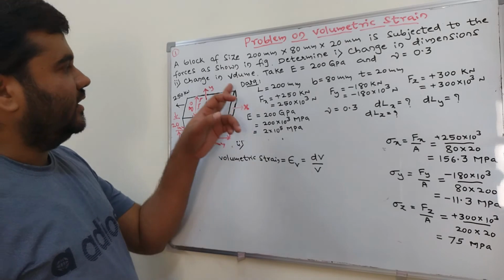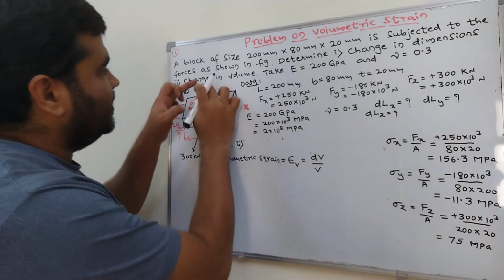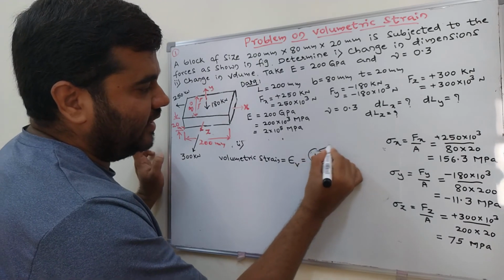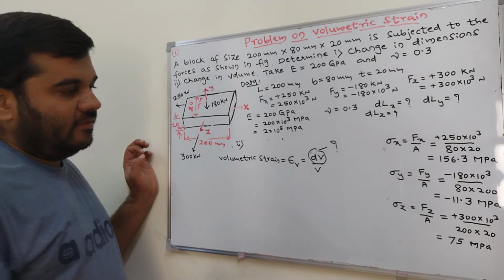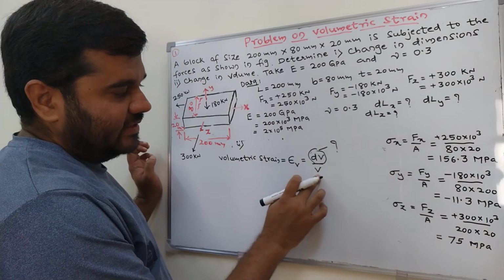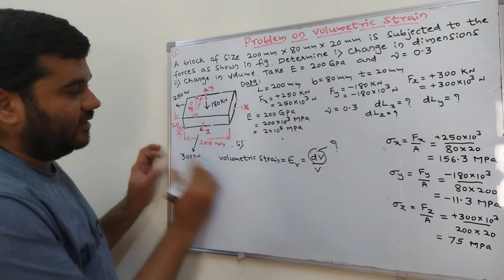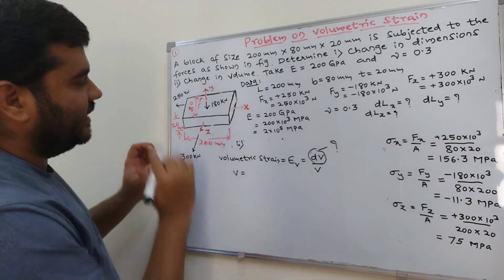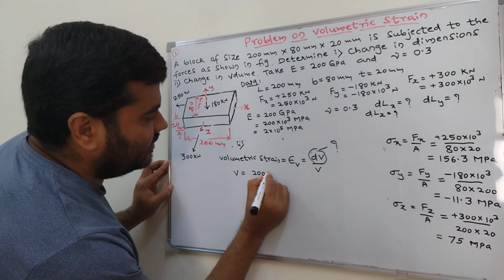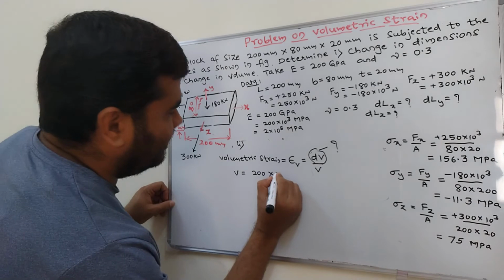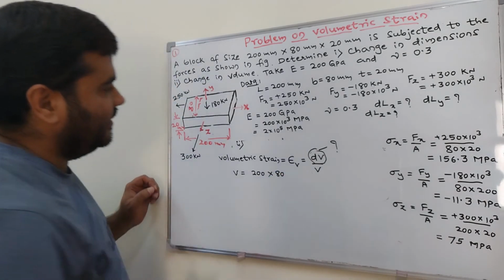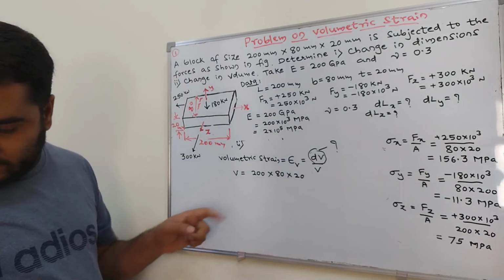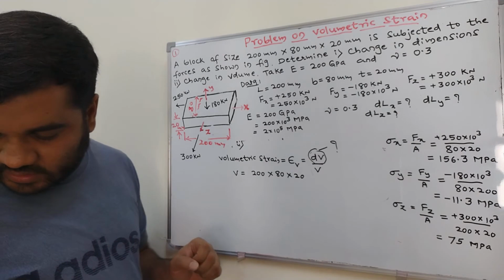So he asked for change in volume. I need this one, the change in volume, which I want to calculate. First, the original volume we can calculate. The original volume equals length into width into thickness. Length is 200, width is 80 millimeter, and thickness is 20 millimeter. You can calculate the volume here.